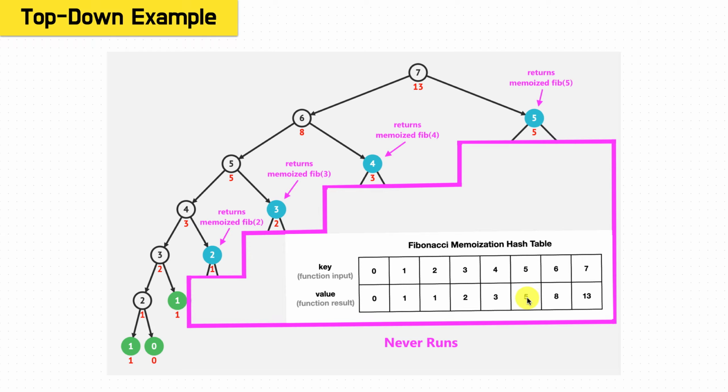For 5, we store 5. For 6, we store 8. And then finally, when we get to 7, we store 13, but then return that as the answer. So we remove all these additional calls by using this hash table to memoize solutions, and this optimizes the top-down Fibonacci solution to run in O of n linear time.